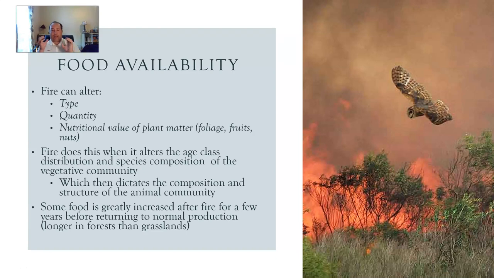So because of that, whatever happens in terms of fire changing the age class distribution and the species composition, that's then going to dictate what happens to the composition and structure of the animal community, because that's going to determine which animals stay and which animals go and which animals are benefited and which ones it's a more detrimental thing to them. It just will depend on the fire and all the different complexities that come within the fire. Some food's going to be greatly increased, and it may just be a few years before returning to normal production. And the easiest example we give for that one is the grasslands versus the shrublands. A grassland might come back in a few months, might come back in a few years. But if it's a shrubland or a forest, it's going to take longer, maybe 5 years, maybe 10 years, maybe 30, 40, 50 years.